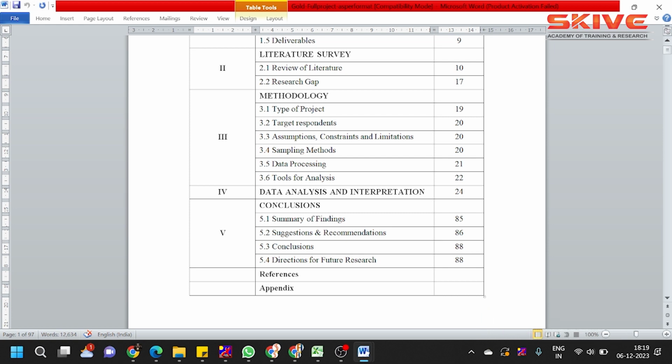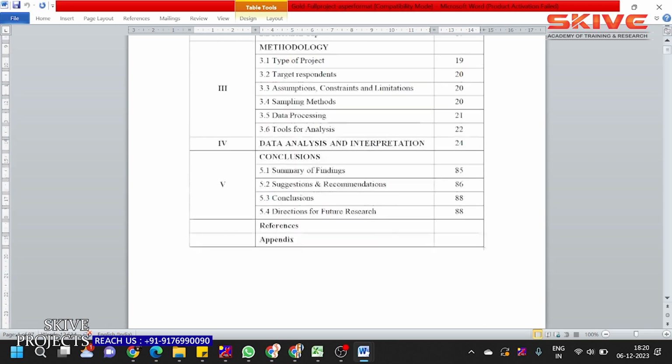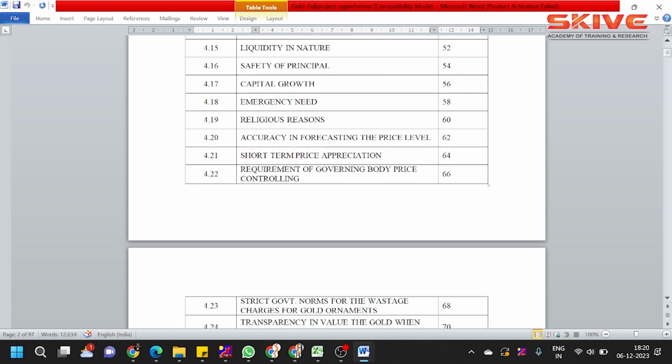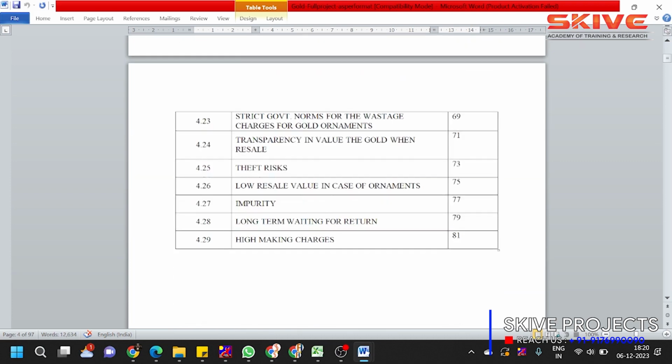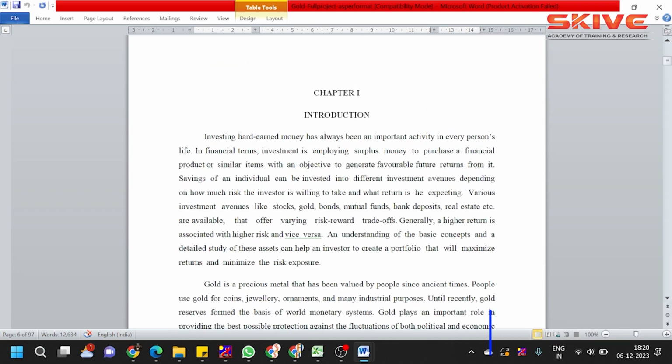The fourth chapter covers the data analysis and interpretation. And the fifth chapter concludes with summary and findings, suggestions with recommendations, conclusions, and directions for future research. So these are all the list of contents. And coming to the list of tables, these are all the tables in this project, and these are the list of charts. So let us start the project contents.